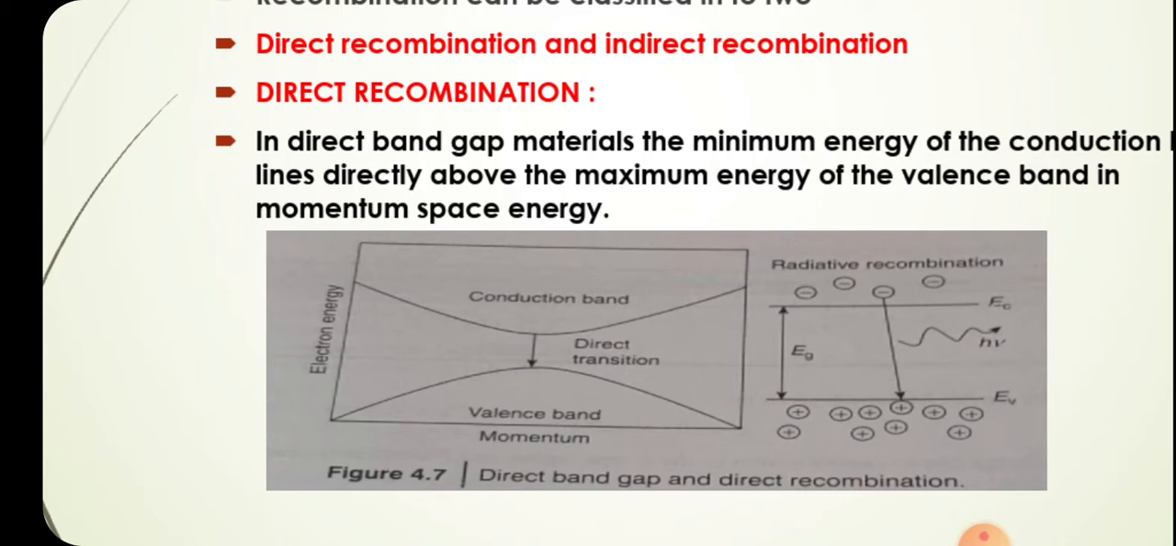and in the valence band there will be electrons, in the valence band there will be holes, and in the conduction band there will be electrons.